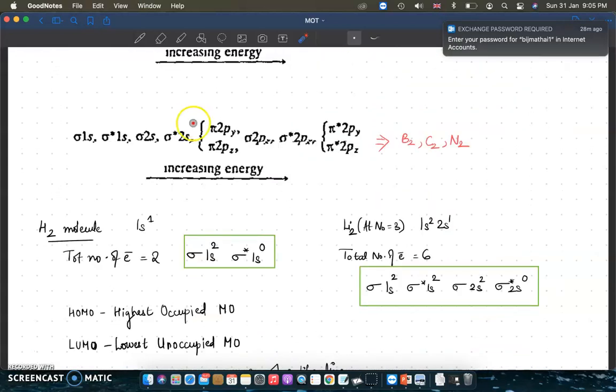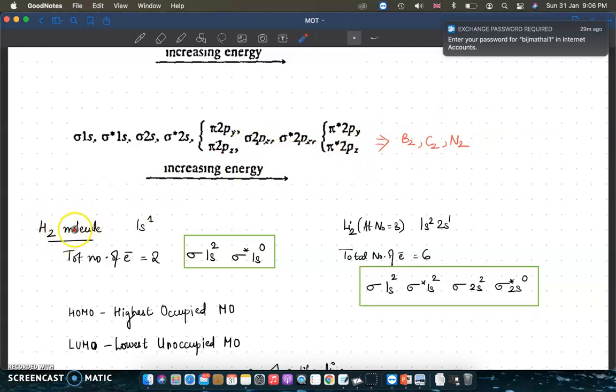Now there is a reason why this order change is happening, that is because they are quite similar in energy. So when they are lighter elements, there is a shift of energy that is happening. That is why the interchange of the energy is happening in the case of these elements. Now let us try to write the electronic configuration.